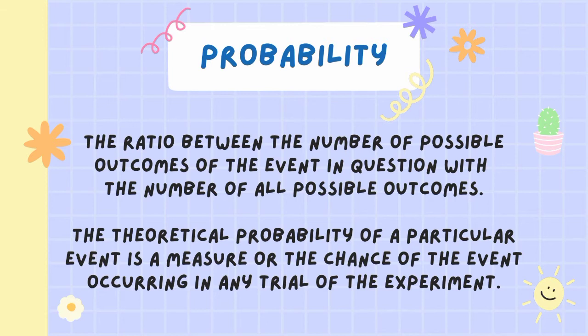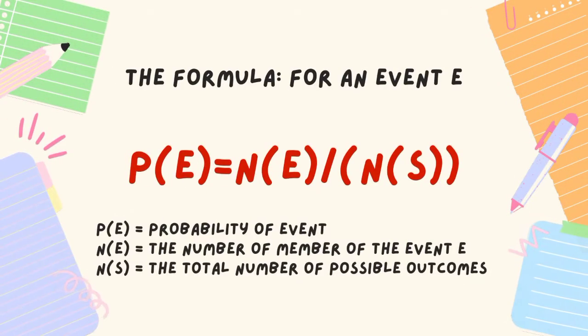Next, the first step: to find the probability of an event, we can look for it with the formula. The formula for an event is P(E) equals n(E) over n(S), where P(E) equals the probability of the event, n(E) equals the number of members of the event E, and n(S) is the total number of possible outcomes.